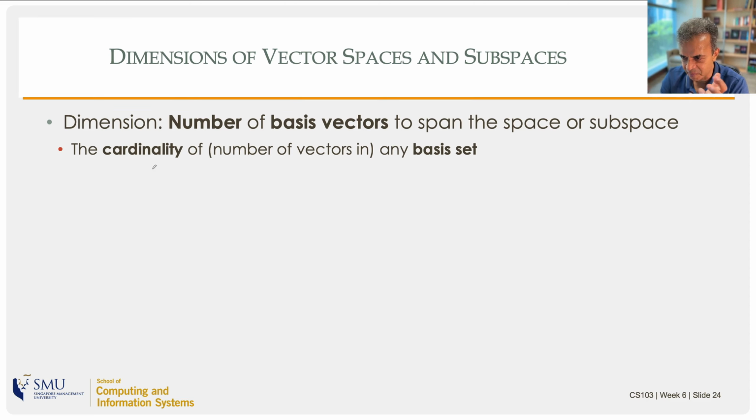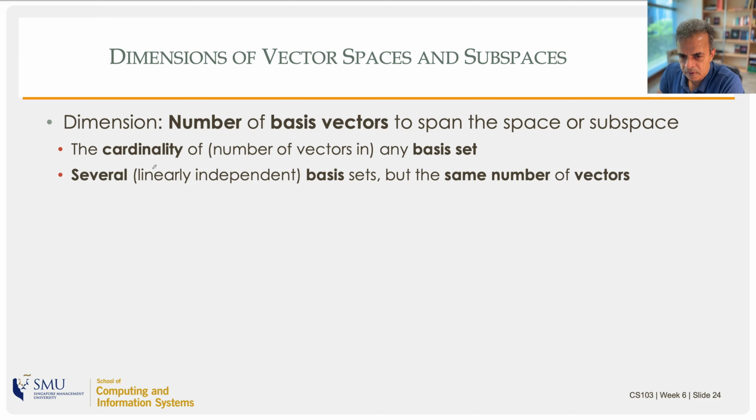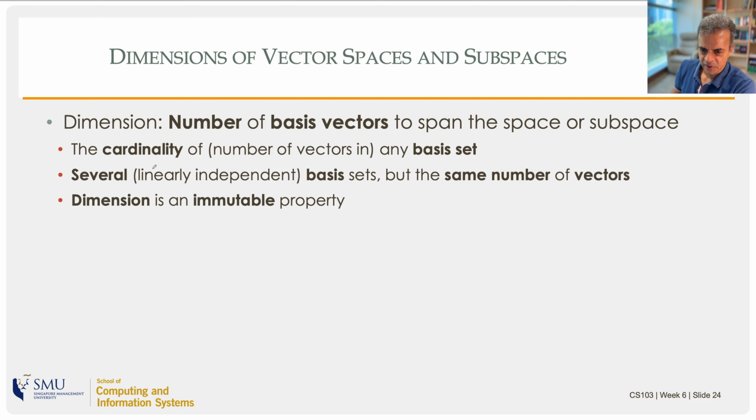Dimension is an immutable property of the vector space or the subspace. It cannot change. But the basis set itself, you can have many different basis sets. There are some basis sets that are preferred over the rest of them, but any one of them will do. So several linearly independent basis sets do exist, but all of them will have the same number of vectors within. That would be the cardinality, and that is indeed the dimension of the vector space or the subspace that we are talking about.